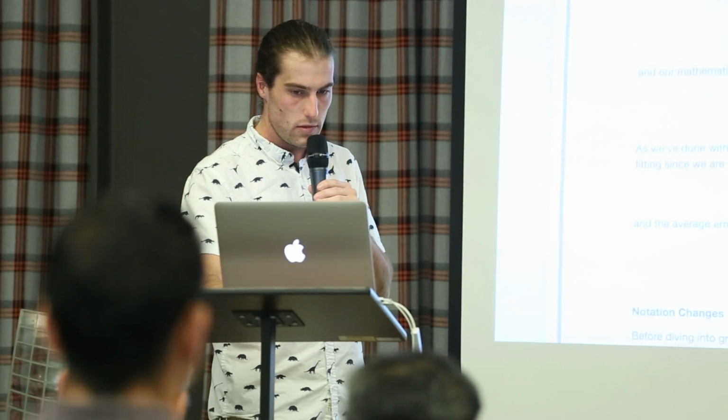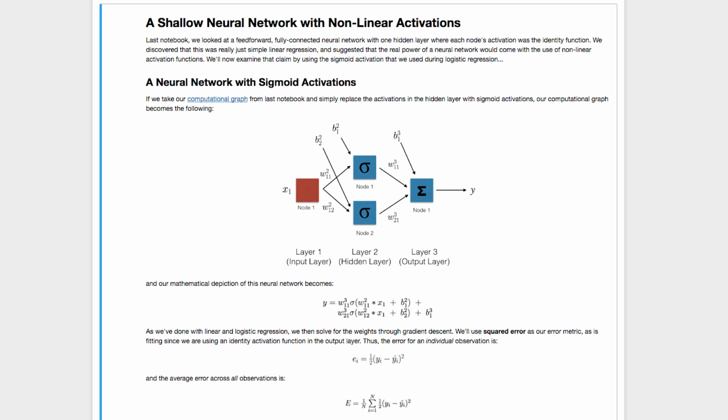So we are, again, going to fit our neural network with squared error, which is fitting because we are still using the identity activation up here in our output layer. If we changed this function over here to a sigmoid, we'd, in that sense, be doing something like logistic regression, and we'd probably want to use log loss or cross entropy.